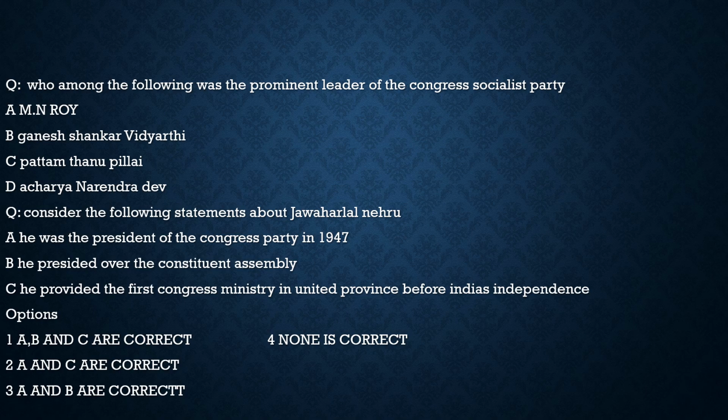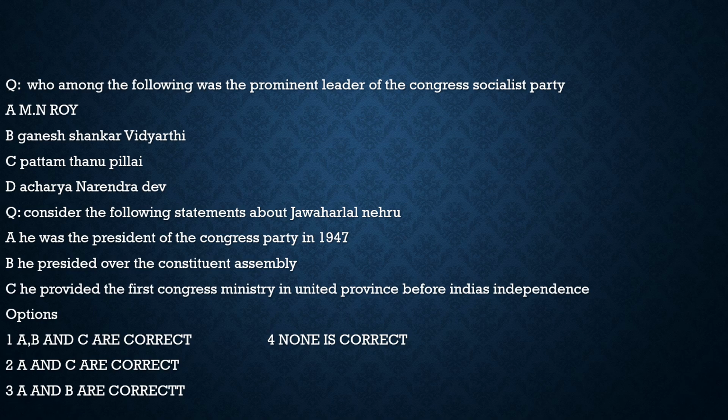Here the first question is with respect to the Congress Socialist Party. It says, who among the following was the prominent leader of the Congress Socialist Party? The first option is M.N. Roy, second Ganesh Shankar Vidyarthi, third Pattom Thanu Pillai, and fourth Acharya Narendra Dev. The correct option for this question is Acharya Narendra Dev. J.P. Narayan and other leaders, along with Acharya Narendra Dev, were the prominent leaders of the Congress Socialist Party. So it is option D.